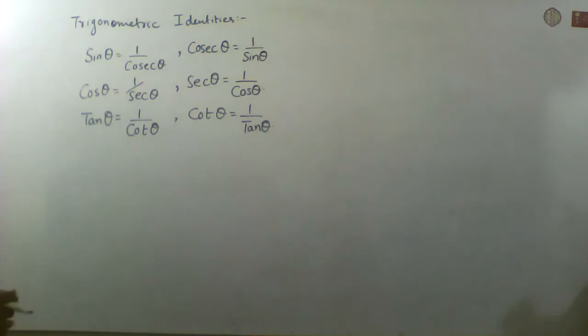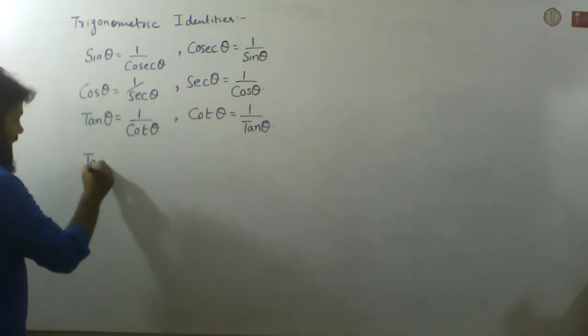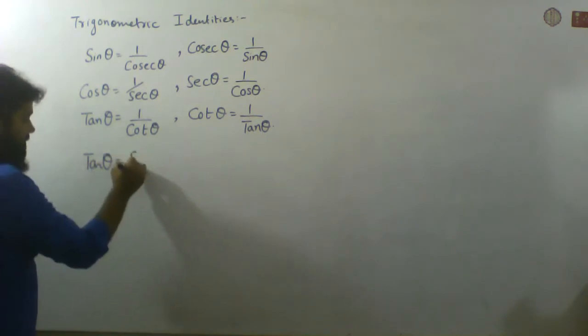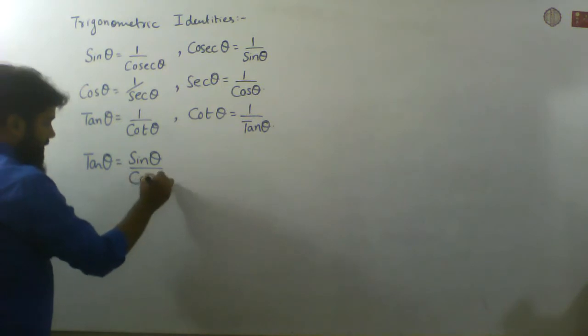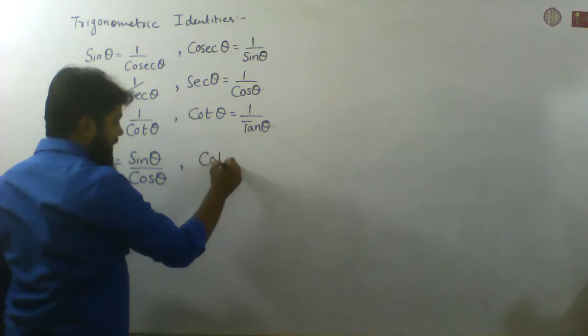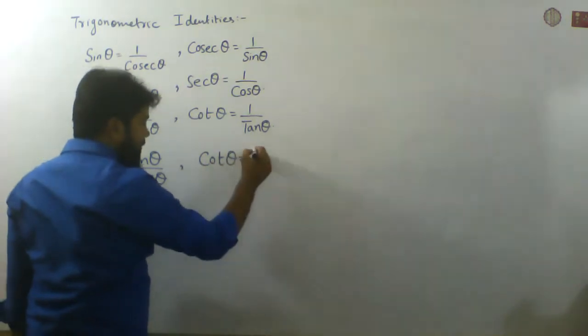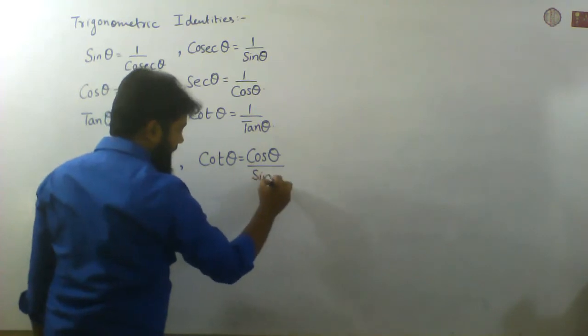Okay, now tan theta, with reference to sine and cos, is sine theta over cos theta, and cot theta will be equal to cos theta upon sine theta.